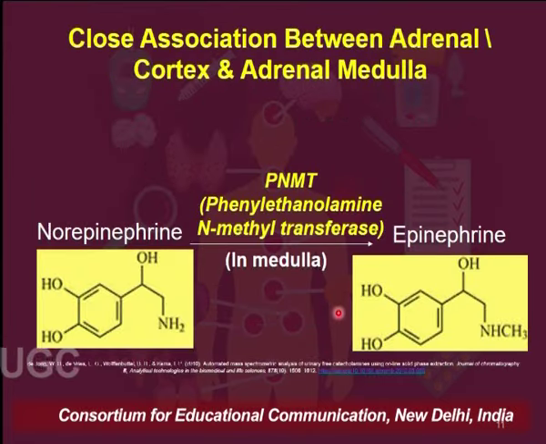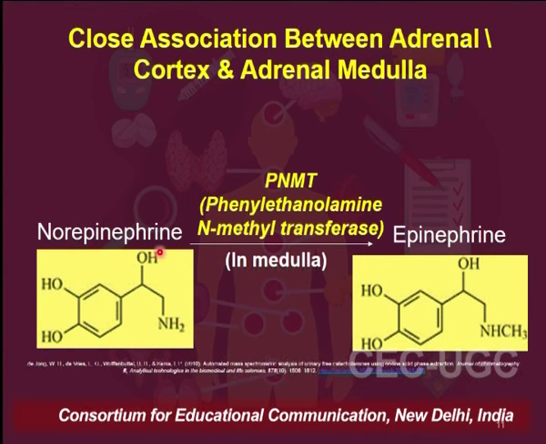So now, the next question arises that we have seen there is a different origin of the adrenal cortex and adrenal medulla. Then you must be wondering why they are a composite gland in mammals. So there is a reason behind it. The close association between adrenal cortex and adrenal medulla holds a functional significance.